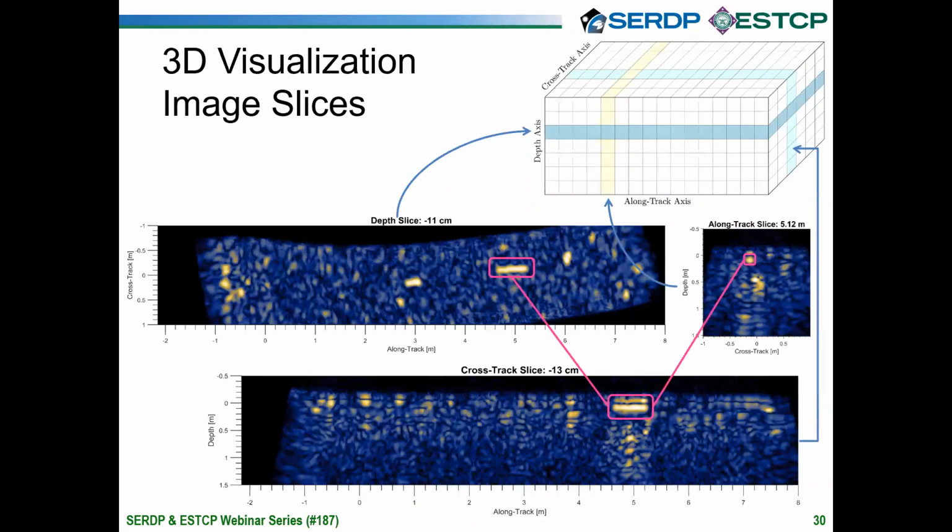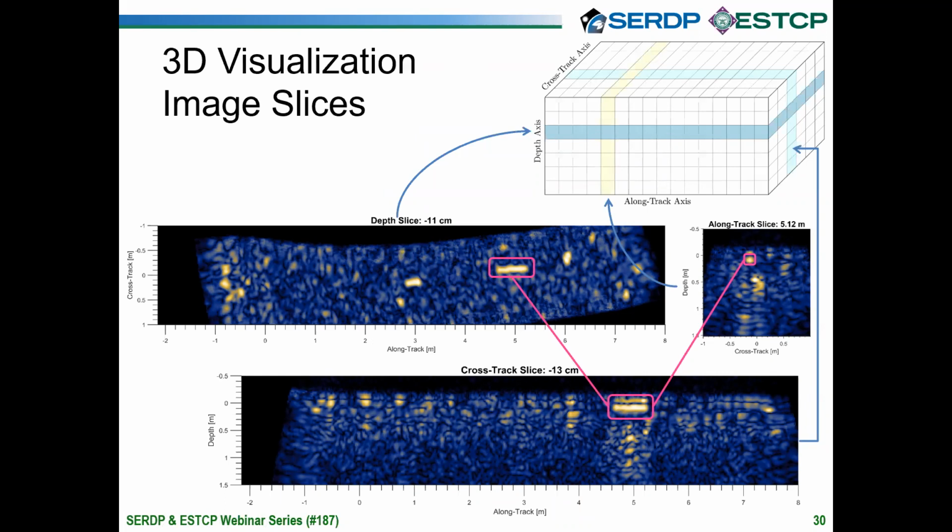Another way we can deal with that is to avoid looking through the data. We can start to extract individual slices. So here we could extract just this slice in depth, or at some along-track position we could extract a slice, or at some cross-track position we could extract a slice. And immediately you can see that for this same pair of objects, taken from this depth slice or this cross-track slice, it's much clearer. The target stands out above that background much more easily.